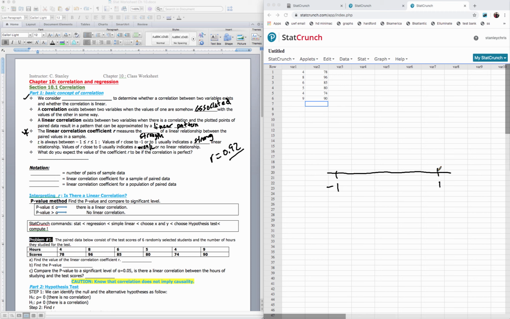An R of 1 is a perfect straight line going up. An R of -1 is a perfect line going downward. So 0 would sort of look like this. When you get something like this, that's an R of 0.